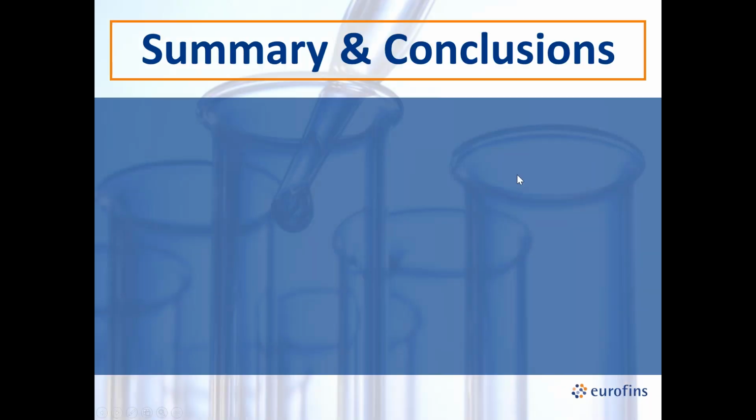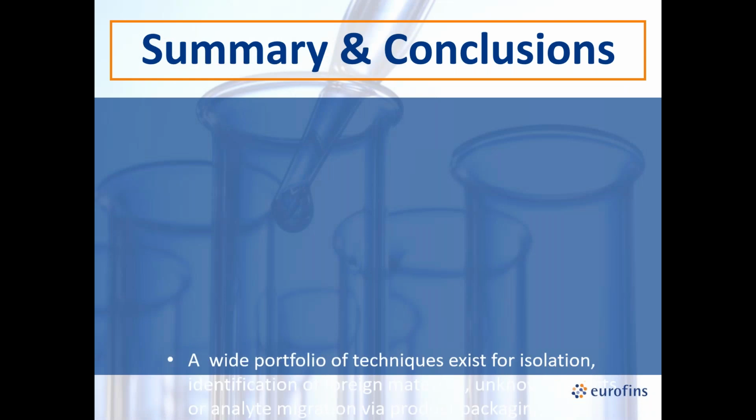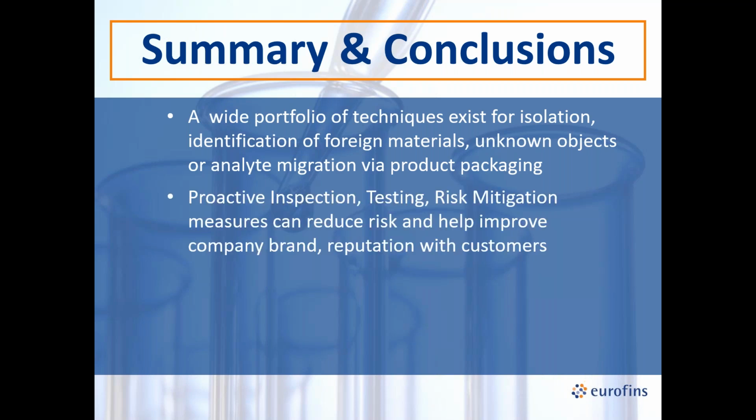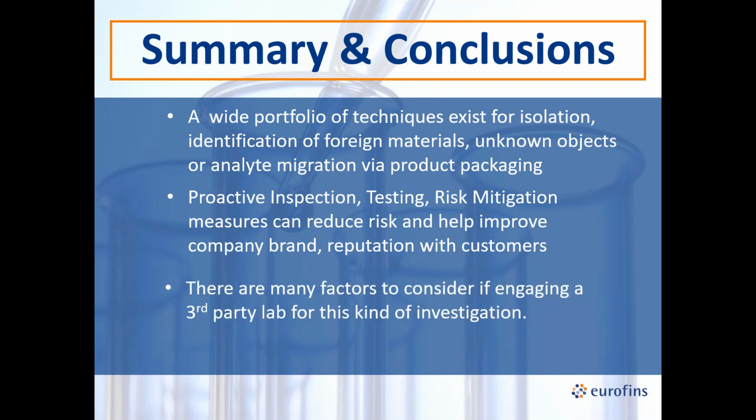With that, really 3 summaries and conclusions, and we're at time. First, there's a wide portfolio of techniques for isolation and identification of foreign materials and unknown objects, and you really need to look broader and look at your product packaging and your manufacturing processes. Next, proactive inspection, testing, and risk mitigation can reduce risk and should help your brand, your reputation, and your bottom line. And there are many factors to consider if you're engaging a third-party lab for this kind of investigation.